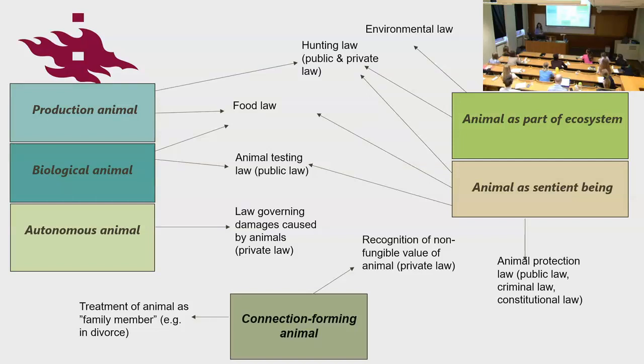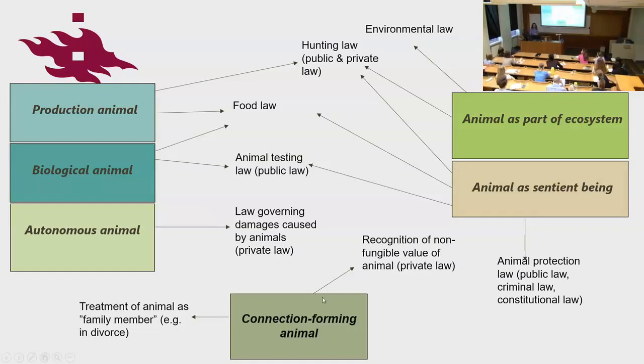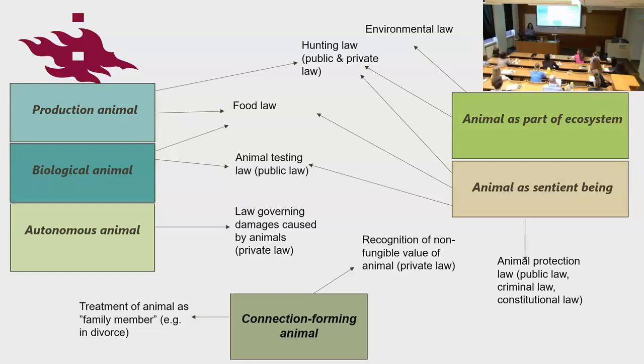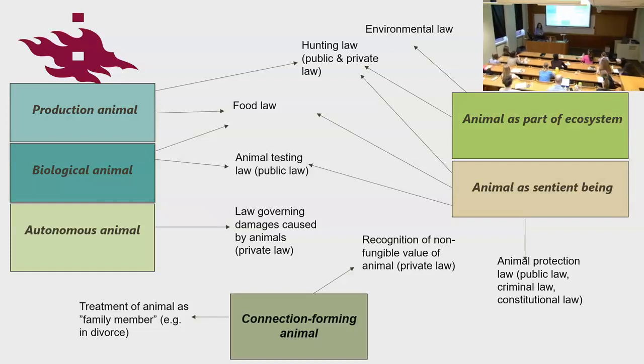On the other hand, there are examples of how animals have been recognized as having a non-fungible value for their owners, meaning that if you harm someone else's animal, you're not only liable up to the market value of the animal, but rather you may have to pay for the veterinary costs even if they exceed the market value of the animal. Again, I don't think this is an example of a non-anthropocentric law, because this is about how owners view their companion animals, what kind of value companion animals have for their owners. But it's still a new perspective on animals, definitely.